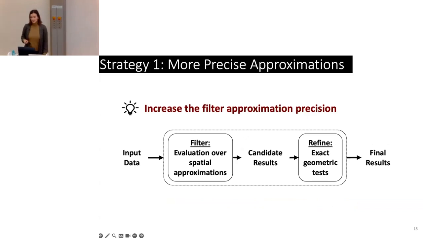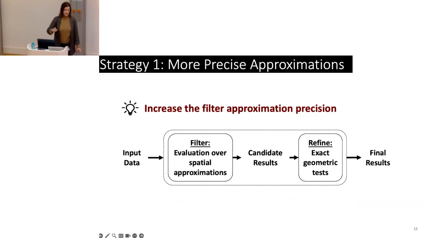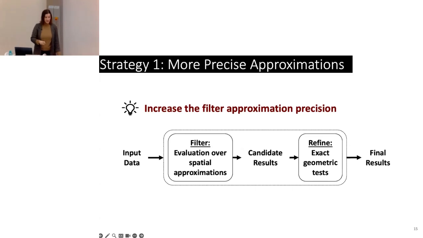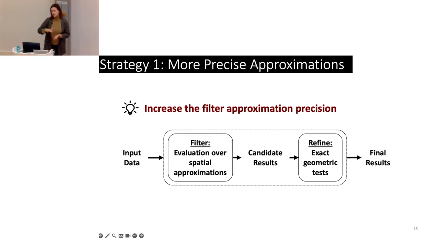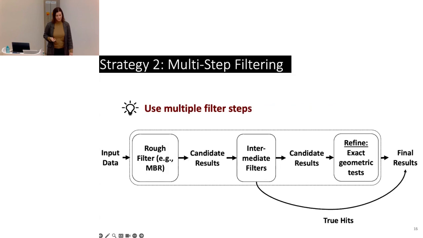Strategy 1, well, you want to increase the approximation precision of your filter as much as possible, because more precise approximation means fewer false positives, so fewer results that need further refinement, so less work to do for the refinement stage. So that's, on a high level, one strategy.